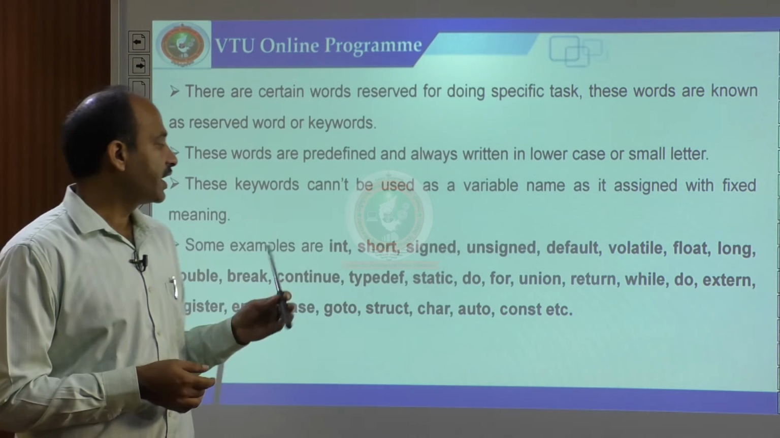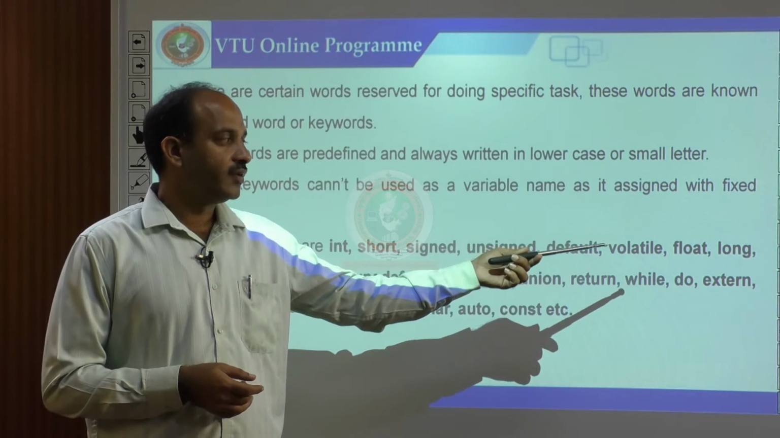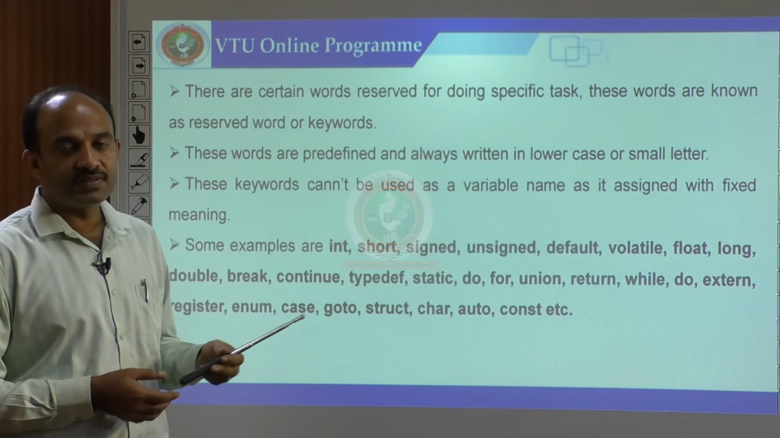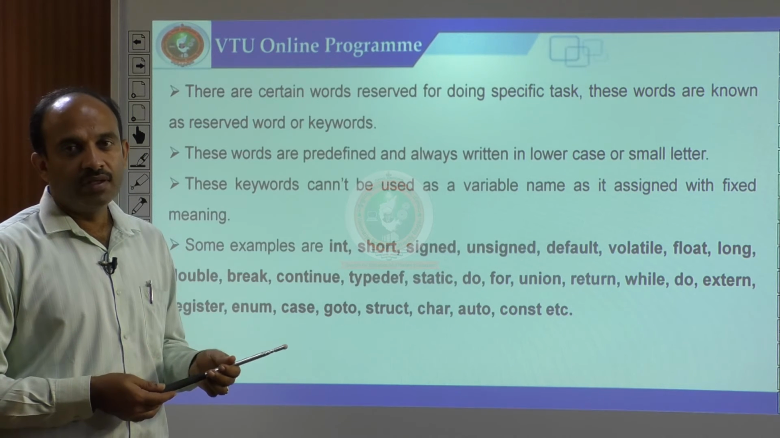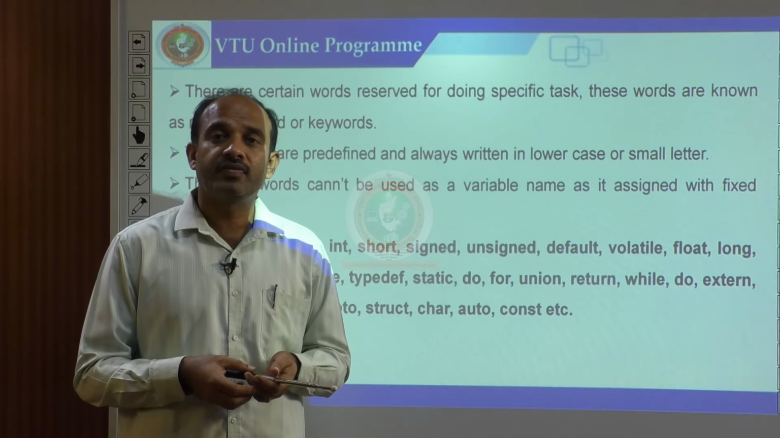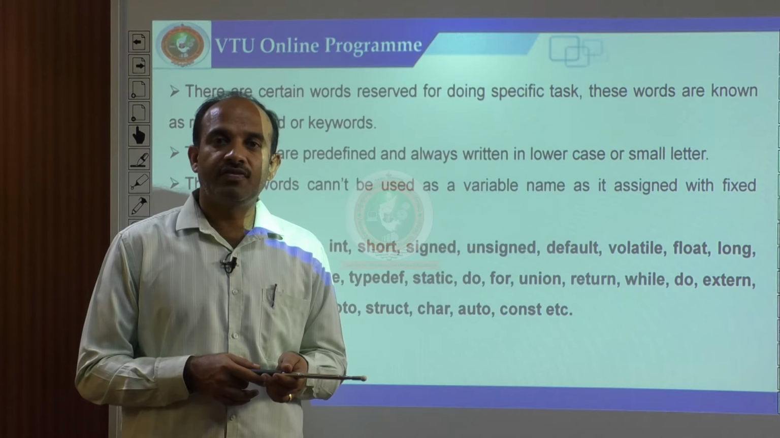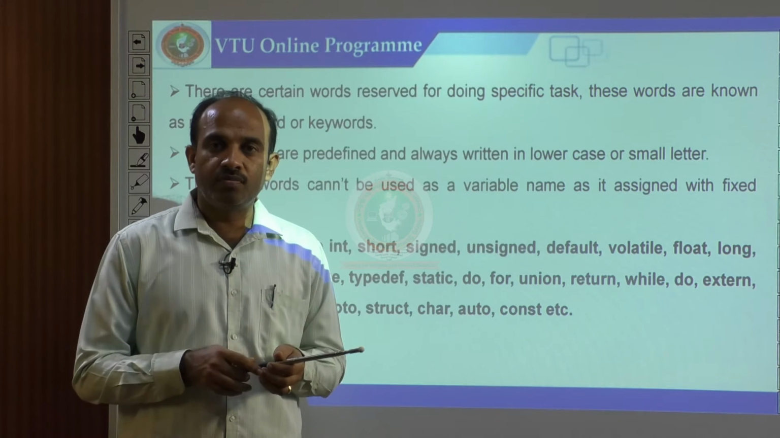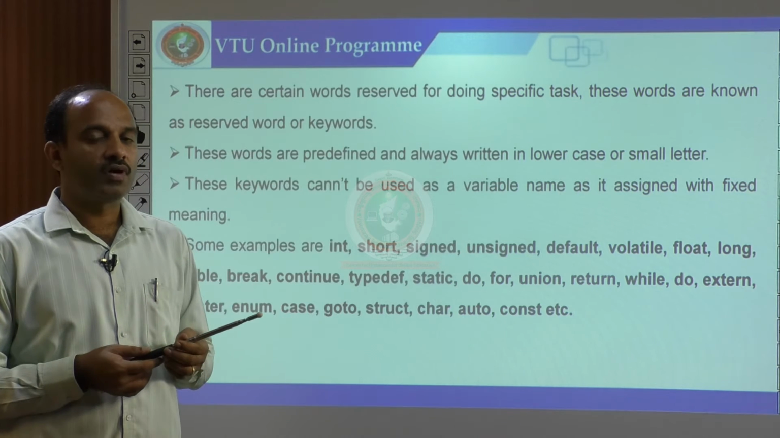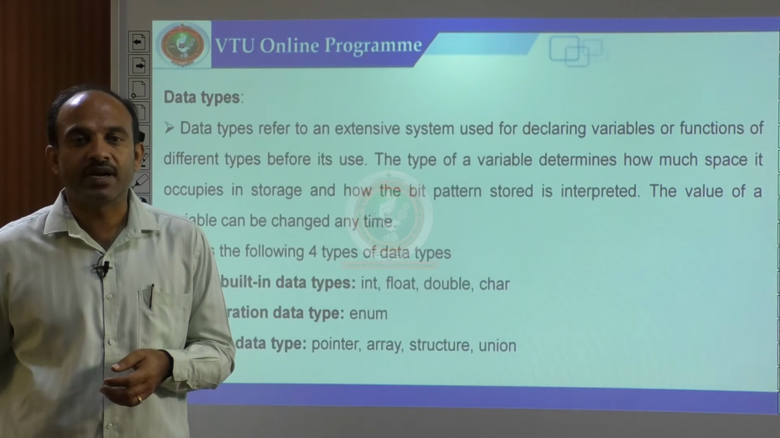So in a simple way, keywords are reserved words, you cannot use them as identifiers. That's all. Some examples of keywords: int, char, signed, unsigned, default, volatile, float, long, static, continue, break, case, if, else, for, while. These also look similar to identifiers, but they are not identifiers. They already have a predefined meaning to perform a specific task. So you cannot use these keywords as an identifier.